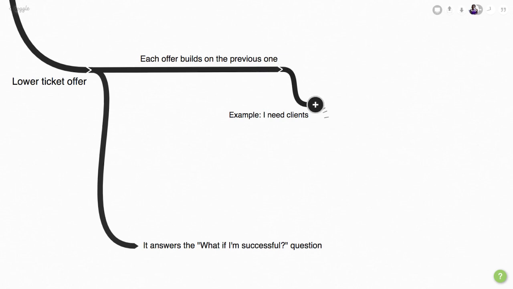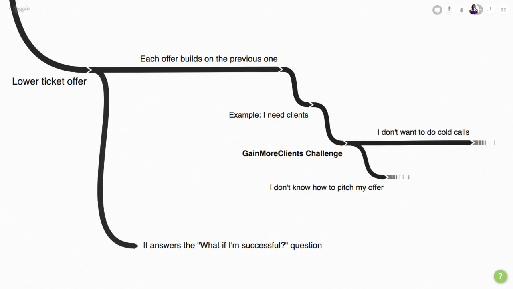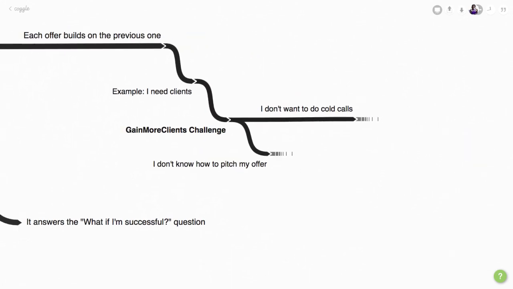And you always want to start with the actual need. Before you start going into what am I going to offer and what do people want, what is the need that they have? What's the desire? So the example is I need clients. And then the next offer is I don't want to do cold calls. Well, then that's You've Got Clients, because that gives a system to bring clients into you where you don't have to do cold calls. I don't know how to pitch my offer.